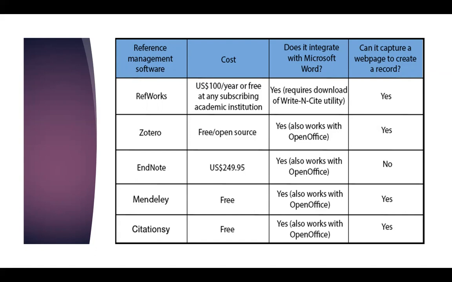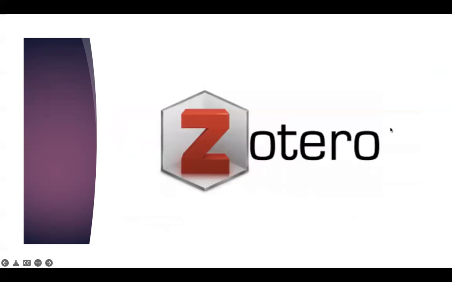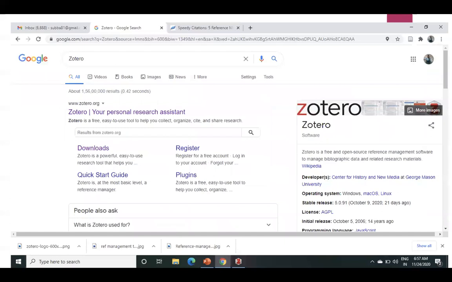So I would suggest that you could stick to Zotero or Mendeley, both of which are free to download and free to use, integrate with MS Office, and we can capture records directly from the web pages. So this is how Zotero is spelled. So search for Zotero, download Zotero from the website.